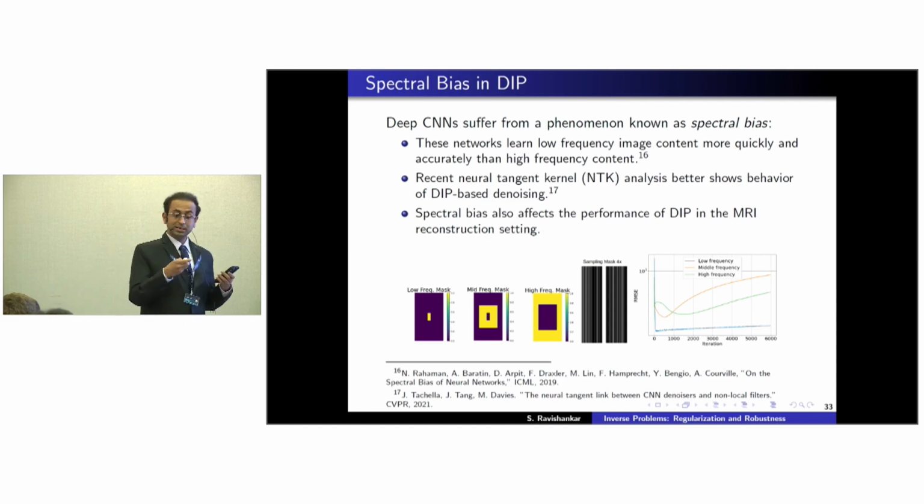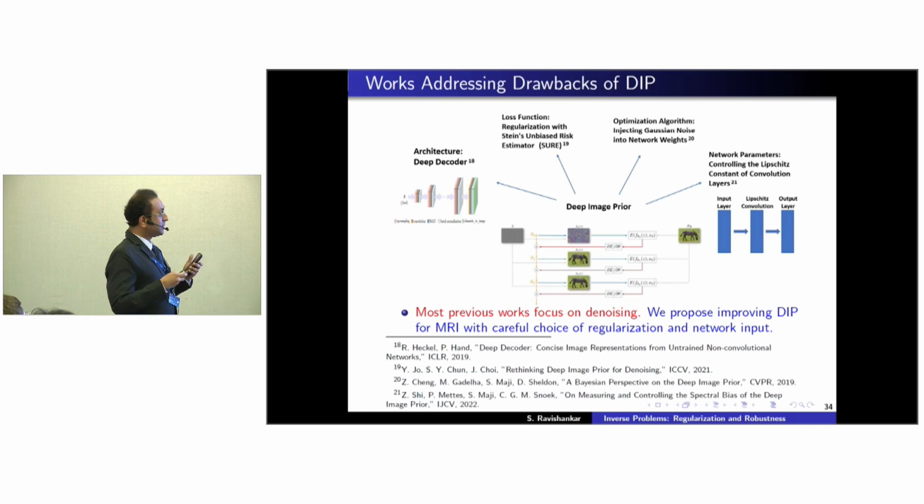In a sense it's a good thing, because it allows you to capture the low frequencies of the image quickly, and images typically have a lot of low frequencies. So it helps to reconstruct the image quicker than the noise. So in that sense, spectral bias is good. It may be seen as a negative in the sense that you are not reconstructing the high frequencies as quickly as you would like. So these are the issues, and a number of works have tried to address some of these issues with deep image prior.